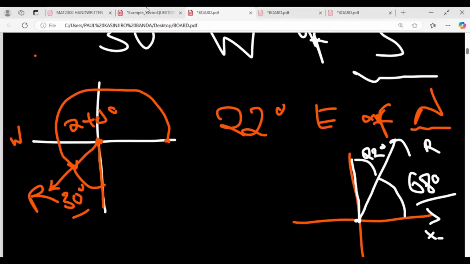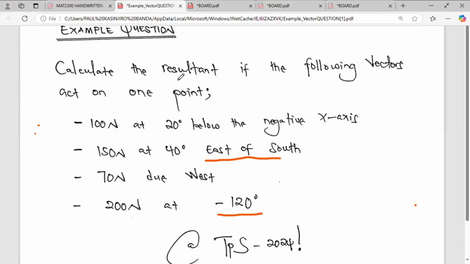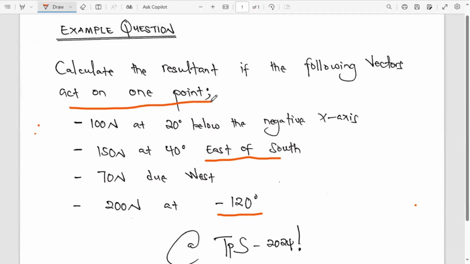Okay, so let's look at the question. The question is this one now. They're saying calculate the resultant vector if the following vectors act on one point. So we have been given 4 vectors here. One of them is 100 newtons at 20 degrees below the negative x-axis. I think I didn't teach this terminology, but I'll explain it in the question. And then we have 150 newtons at 40 degrees east of south. So we know how to manipulate that, right? And then we have 70 newtons due west.